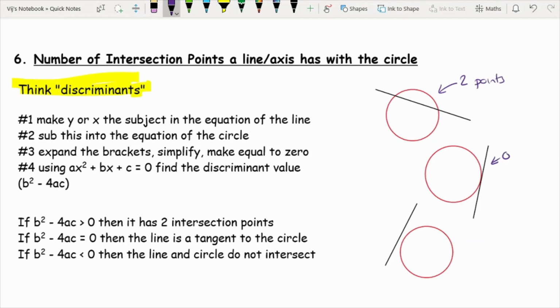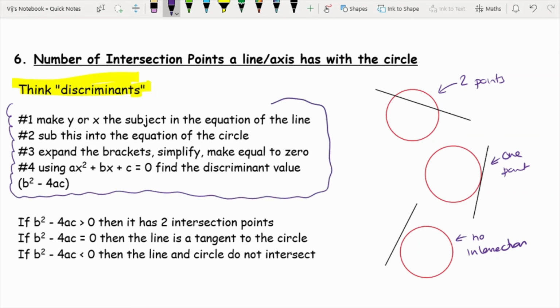Here we've got 1 point. And here we've got no intersection. And again, with regards to this, we just need to follow these 4 steps. So the first thing you need to do is make y or x the subject in the equation of a line. And again, sometimes this might be already done for you.